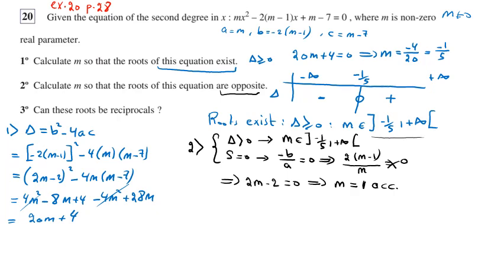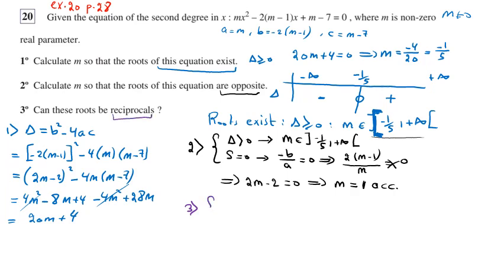Of course, here we have this is a closed interval, not open. In part 1, it is a closed interval, since greater than or equal to 0. He said roots exist, not distinct roots. Part 3, he asks, can these roots be reciprocals?